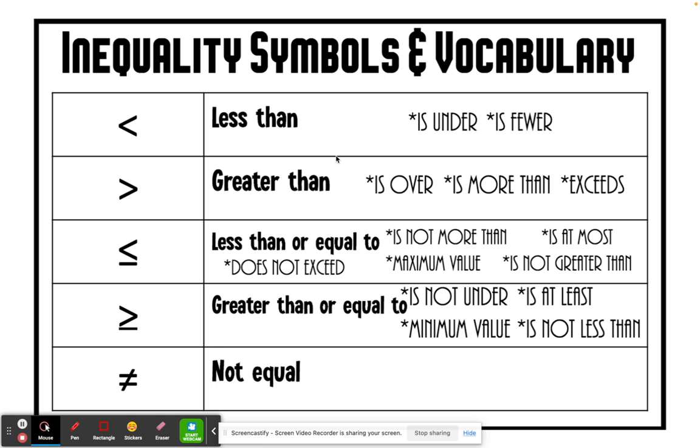So get used to some of these words. Is less than. We didn't write the "is" there, we should have. Is under. Is fewer. Is greater than. Is over. Is more than. Exceeds. Less than or equal to: is not more than, is at most, does not exceed, maximum value. Greater than or equal to: is not under, is at least, minimum value, is not less than. And we have this not equal to sign also.